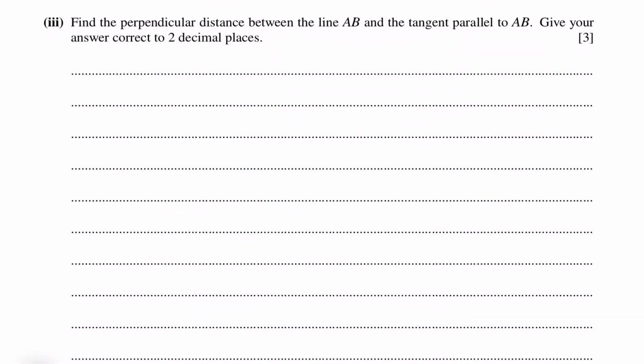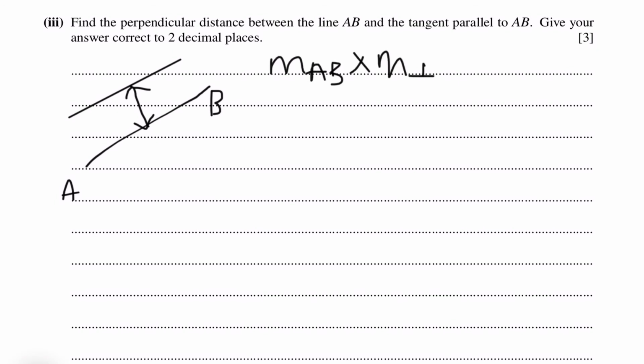Find the perpendicular distance between the line AB and the tangent parallel to AB. Give your answer correct to decimal places. So assume that this is your line and this is your tangent, and you need to find the distance here. So the gradient of AB multiplied by the gradient of the perpendicular line should be -1. So the gradient of the perpendicular line is -2.